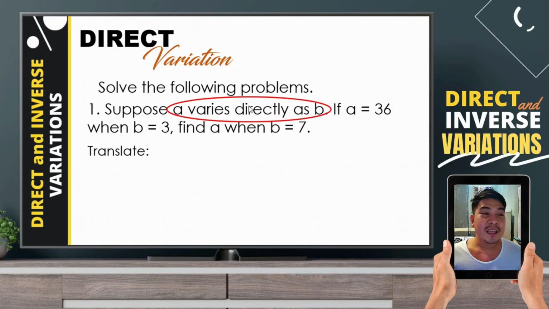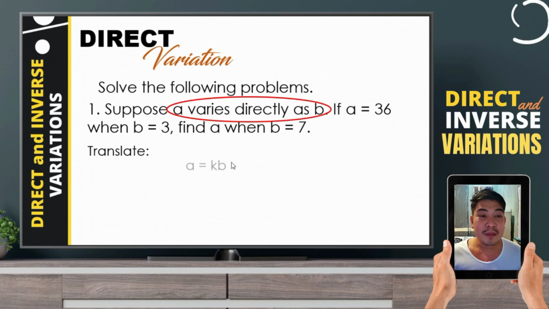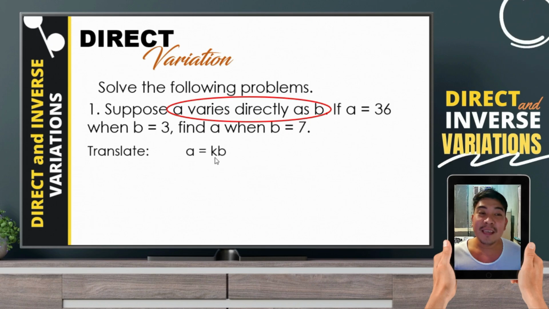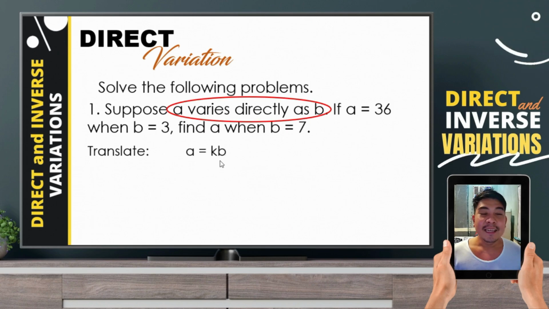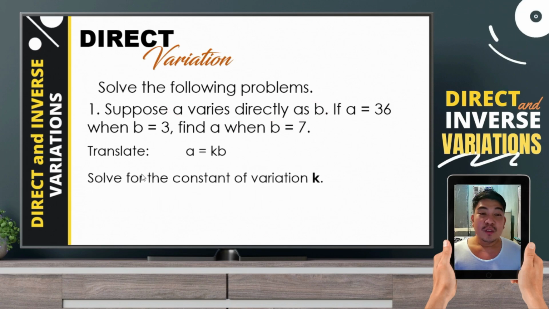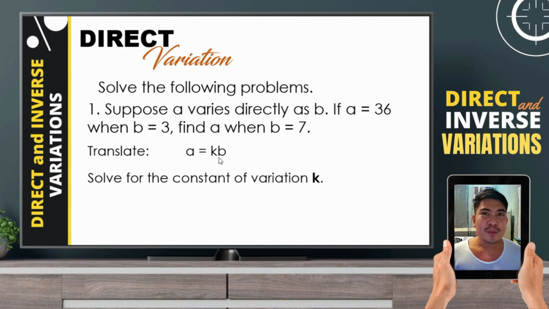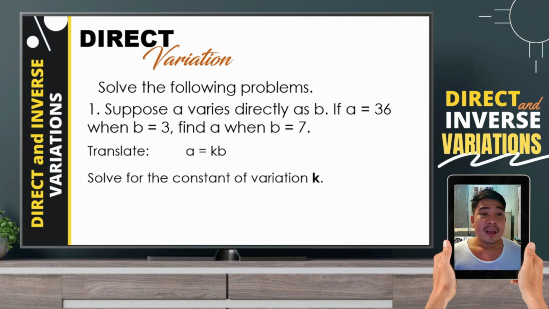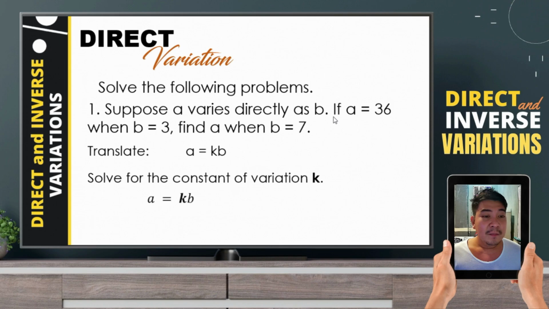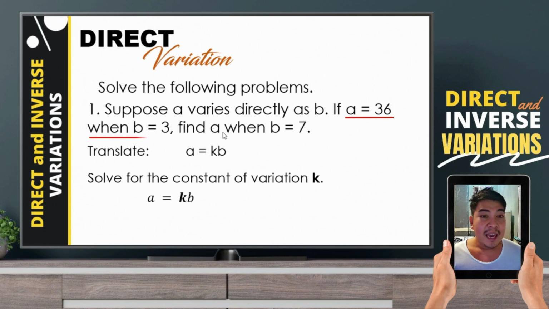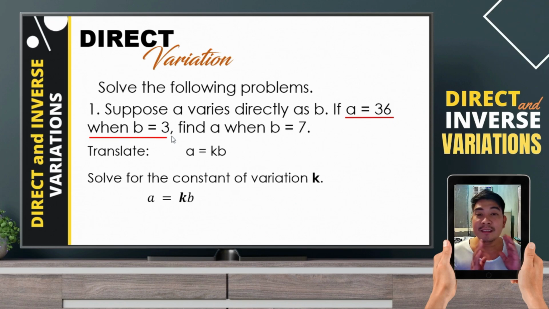So if we are going to translate this one into an equation, that will be A is equal to k times B. Then, we need to solve for the constant of variation. We need to solve for the value of k. Sir, paano po isa-solve yung value ni k? We will be using our A is equal to k times B, the translation, and this statement. Yung isang phrase na parehas ng quantity ay given. Ayan, if A is equal to 36 when B is equal to 3.